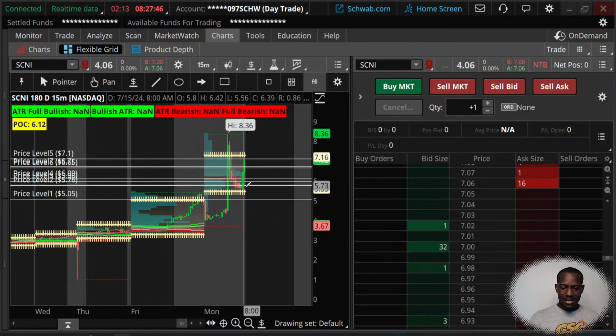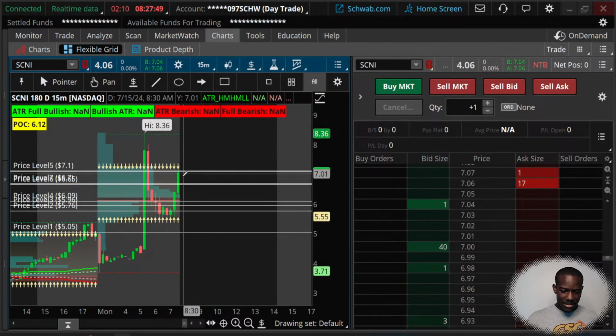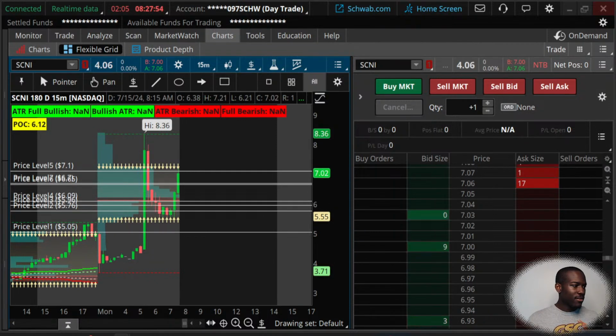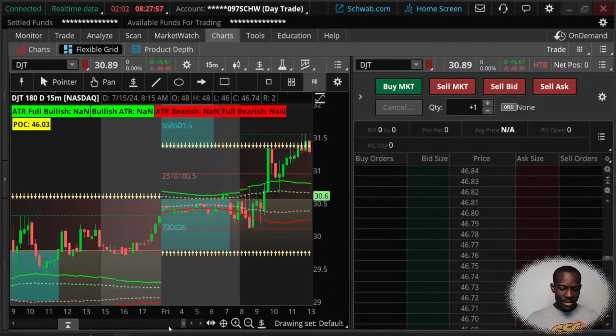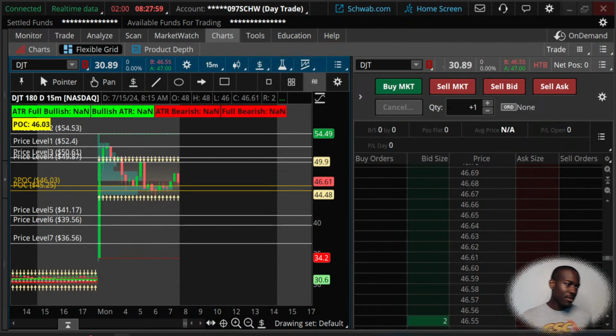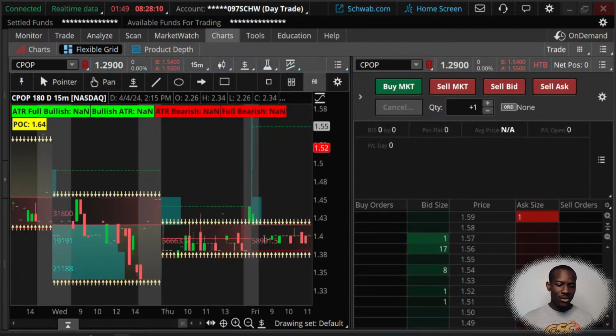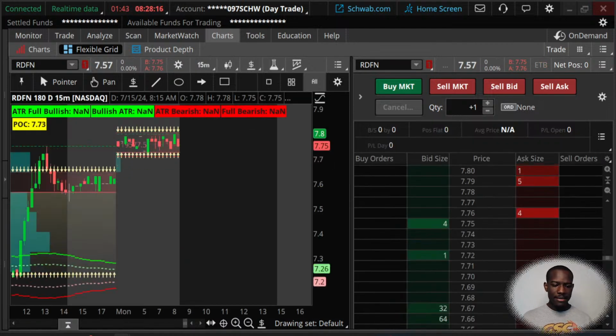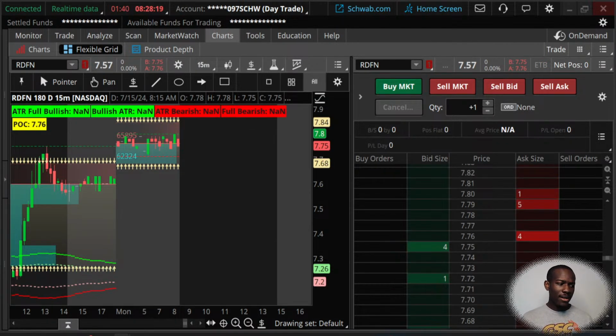We also have, wow, that thing popped back up there after that snatch back. So coming into the open, popped all the way back up, and now it's testing the sevens. Keeping an eye on DJT as well. So these three stocks are pretty much the top of the food chain right now. DJT, SCNI. I don't know about CPOP. That one's down and it's still going down, and plus it's out of my price range anyway. But Redfin, I'll have to look into that one and see what it's talking about. I don't really know. Is it a low float? Yeah, it's a low float, but I don't know anything about that company.